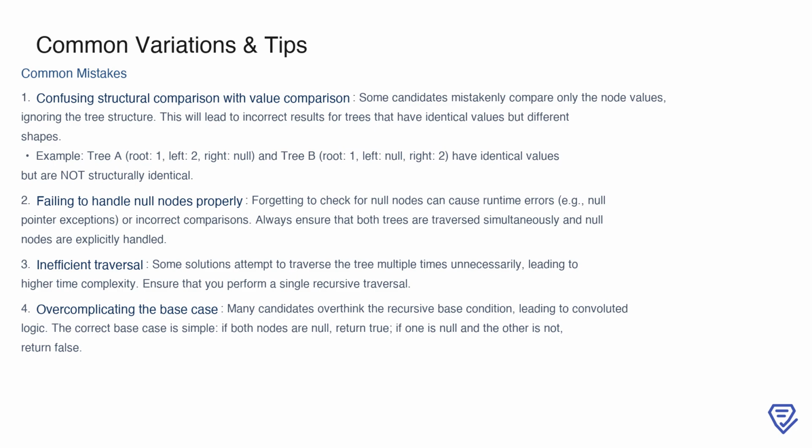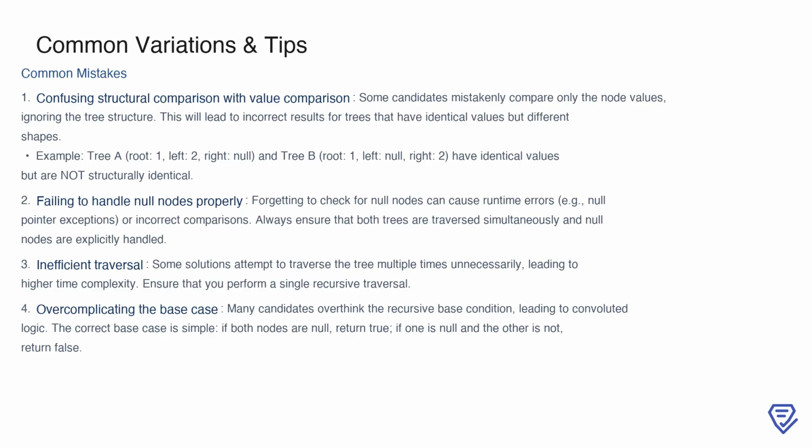When comparing two trees, there are a few common mistakes that can lead to incorrect results. One major issue is confusing structural comparison with value comparison. It's not enough for the node values to match, the overall structure of the trees must also be identical.